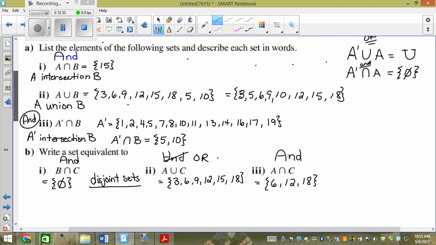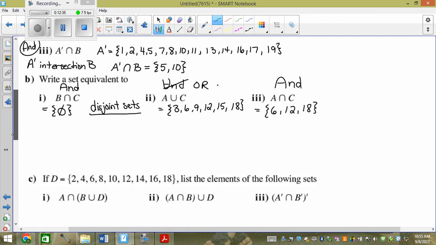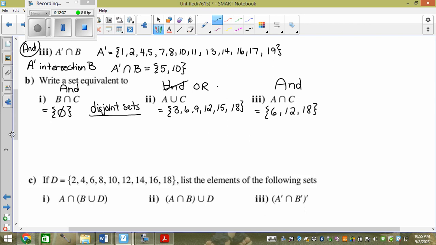Okay? Then we have a little add-on. They're going to give us a set D. Now, what do we know about math? BEDMAS is a thing. That's what we know, right? Which means brackets always have to be done first. So what we're going to have to do here is actually do these brackets first, and then find the intersection of A and whatever the heck that is.